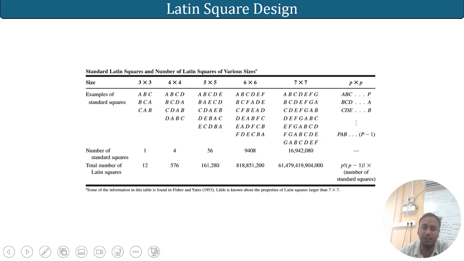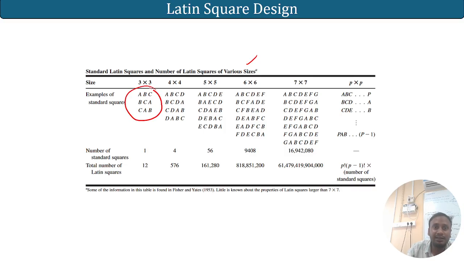I'll show you how it goes. If you see the standard Latin squares, the number of Latin squares by size: if we have 3 by 3, it will be only one standard Latin square. If we have 4 by 4, you can take the perfect 4 by 4 square, and now it becomes 56. 4 by 4 and 3 by 3 we take, and 2 by 2 we will not take.